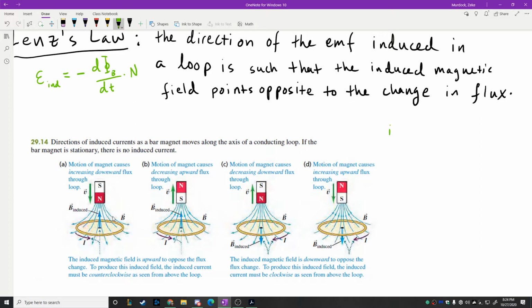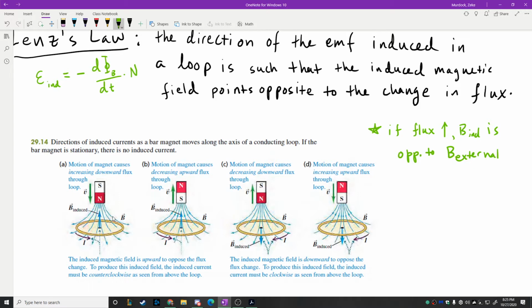So if flux goes up, B induced is opposite to the external field. That's one possibility. If the flux goes up, B induced is opposite to B external. Can you see that in this picture here?